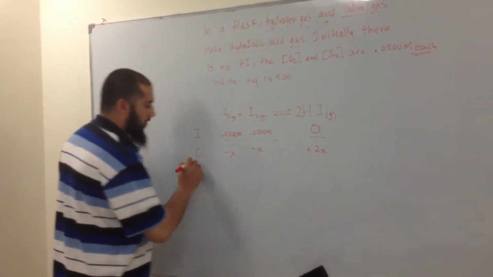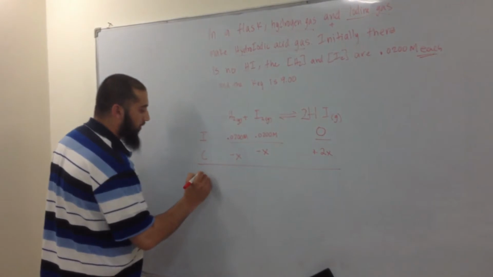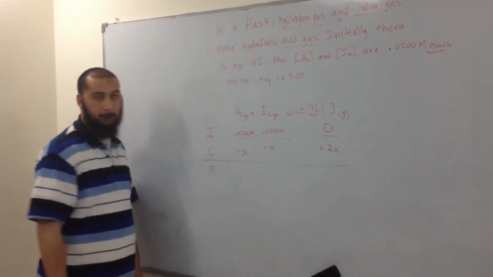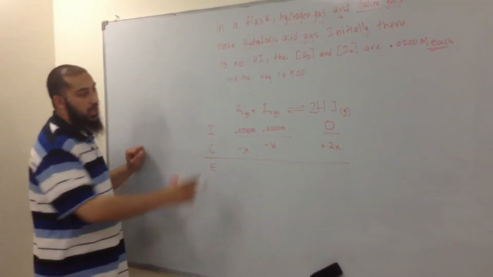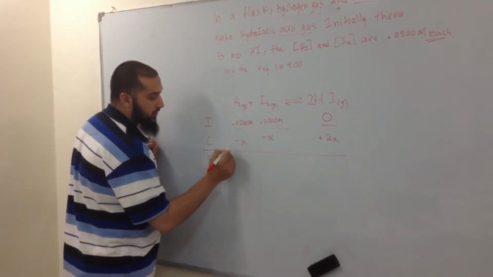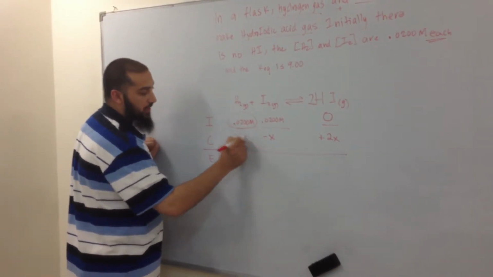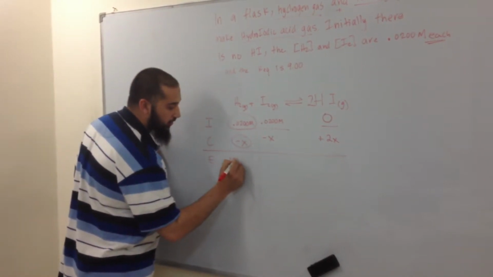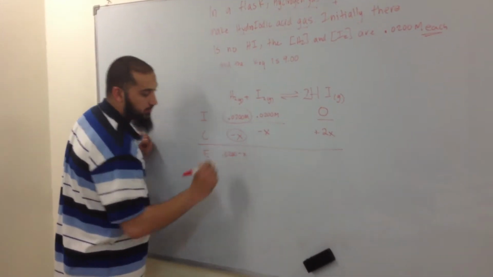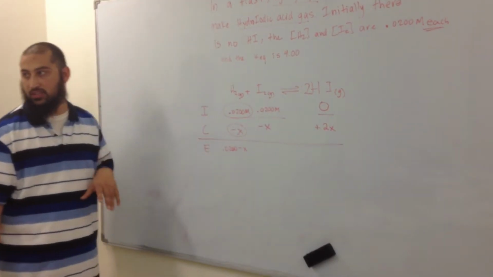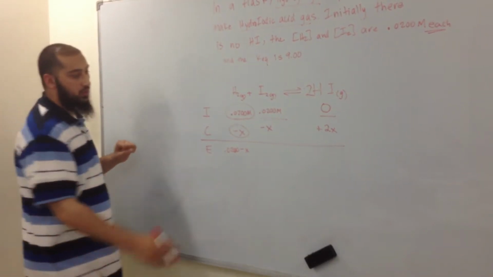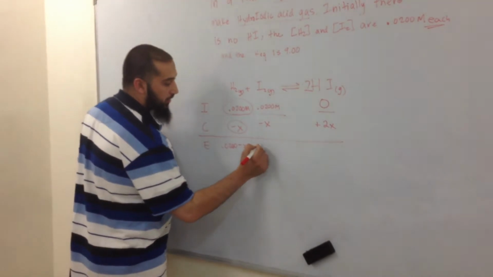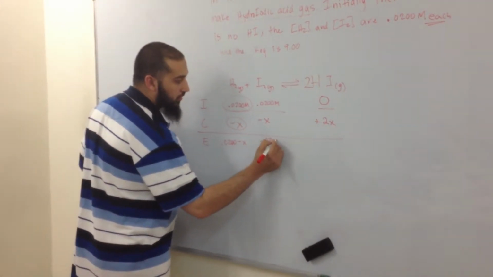Now, what will our equilibrium look like? Well, the equilibrium, wouldn't hydrogen gas start with the initial and then minus x? So what would that look like? 0.0200 minus x. Do you guys see how I did that? What would this one look like? What would iodine gas look like? Same thing. 0.0200 minus x.